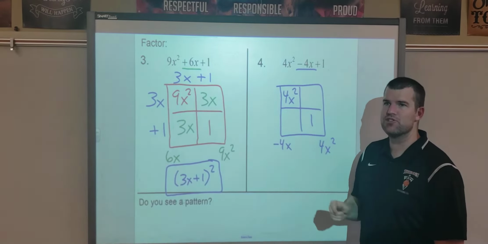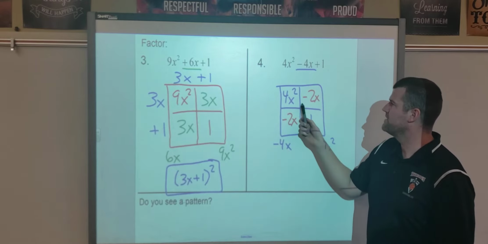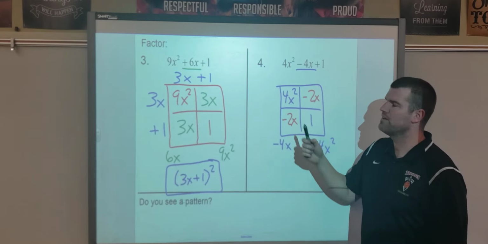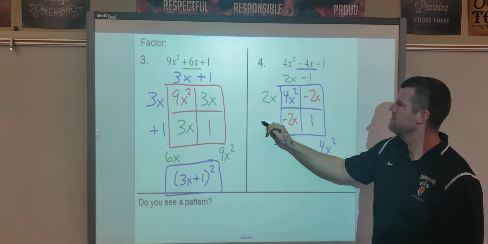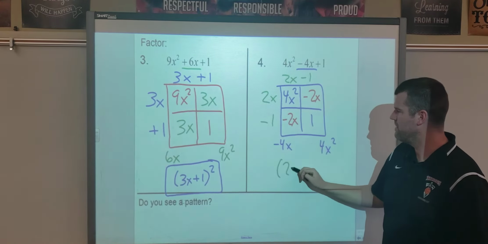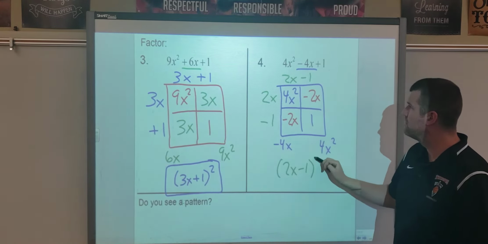Factor out our GCF from the top. I'm not going to take out just x, because I can also take out a 2 from the 4 and the 2. So I'm going to put 2x out there. To get 4x squared, this also has to be 2x. 2x times negative 1, and once again we have another perfect square. So again, it is a special case.